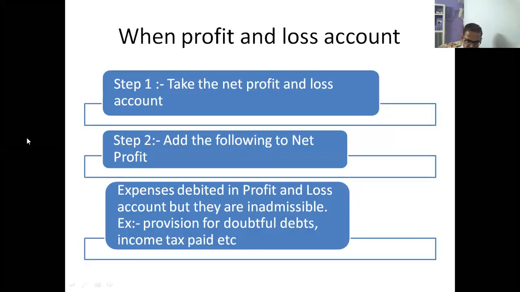Now, to compute income from business, in the problem, he may be giving a profit and loss statement, the P&L account statement here. Step one, take the net profit from the profit and loss account. Either take the net profit or net loss, whatever is given. First, we take the net profit. Okay, net profit given in the profit and loss account, or net loss, whatever it may be. This is step one.